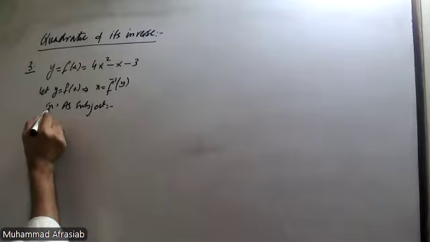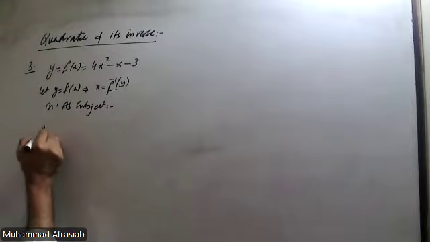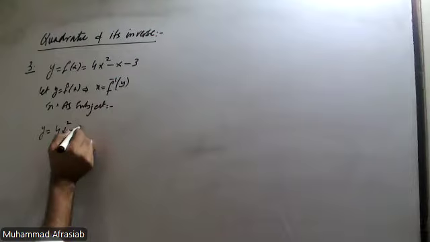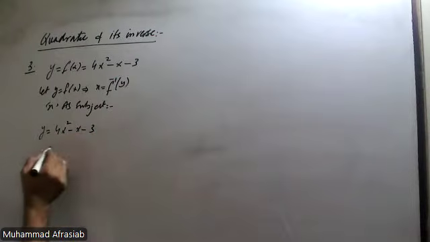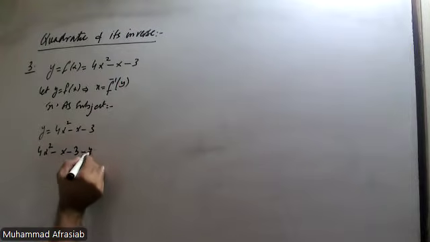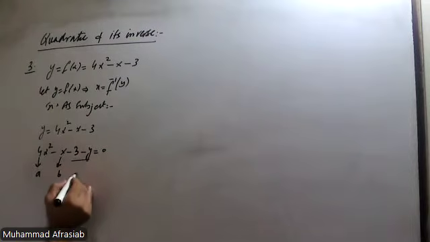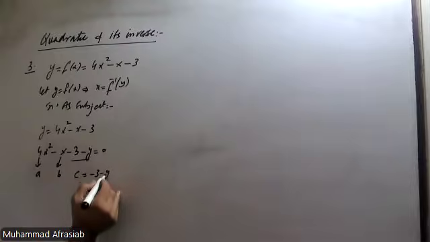In the first two, we explained the simple method with completing the square, and now we will follow the third method, where we can directly find the inverse of that quadratic. y equal to 4x square minus x minus 3, or 4x square minus x minus 3 minus y equal to 0. Now, this 4 is the value of a, b is minus 1, and c is equal to minus 3 minus y.